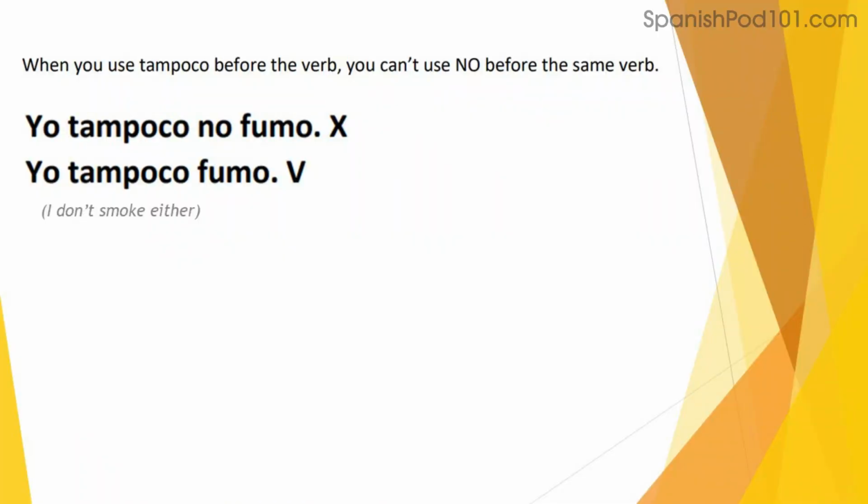Yo tampoco no fumo is incorrect, because we have to negate a verb in Spanish by putting no before the verb, no fumo, I don't smoke, but it's incorrect to say yo tampoco no fumo. We don't need to use the no before the verb in this case if we want to use tampoco, because tampoco is already a negative statement. We're saying that I don't smoke either in Spanish with tampoco. So the correct form is to say yo tampoco fumo, I don't smoke either.